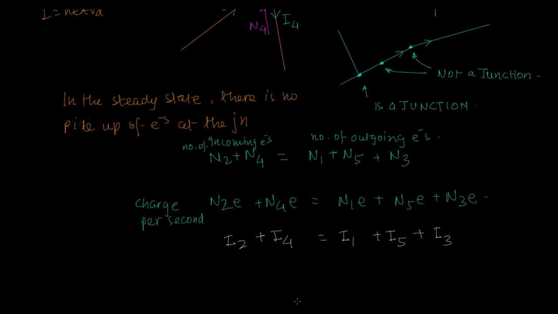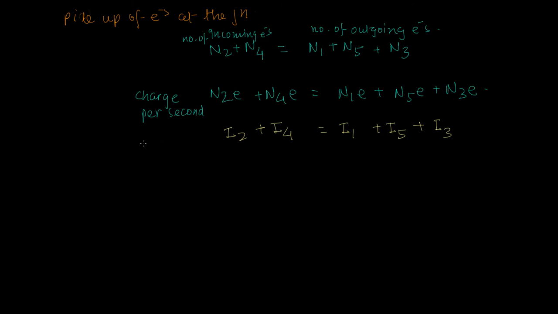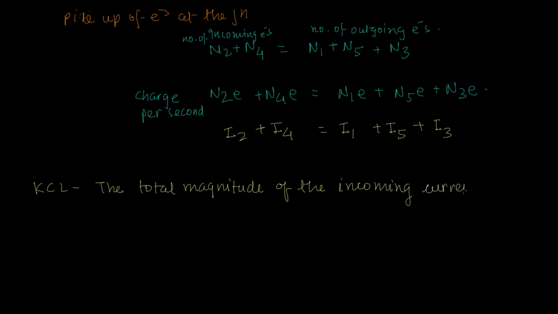And this is what Kirchhoff's current law is. The Kirchhoff's current law, or the KCL, says that the total magnitude of the incoming current equals the magnitude of the outgoing current. Correct? So incoming current is equal to the outgoing current. Fine? No pileup at the junction. That is the Kirchhoff's current law.